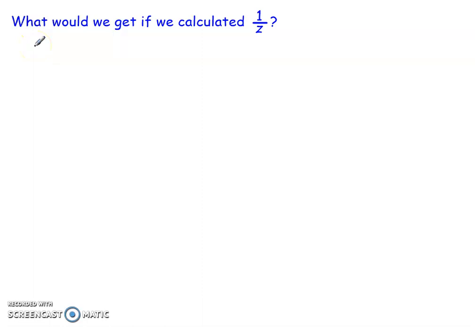Let's imagine then we'll extend that to division. Let's imagine I had 1 over z. What would I get if I calculated that? In this case, we'll keep z in polar form. Let's say, just for argument's sake, z is equal to r bracket cos theta plus i sine theta. Put this together, we get 1 over r cos theta plus i sine theta.